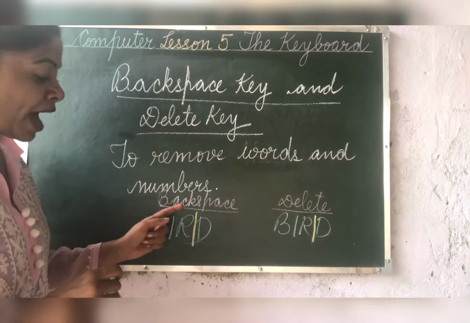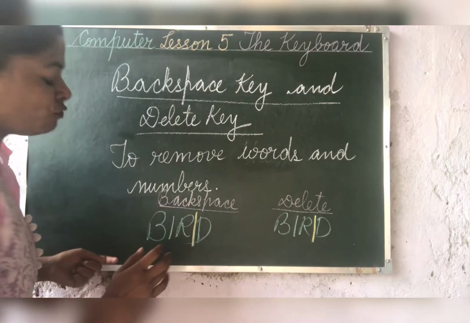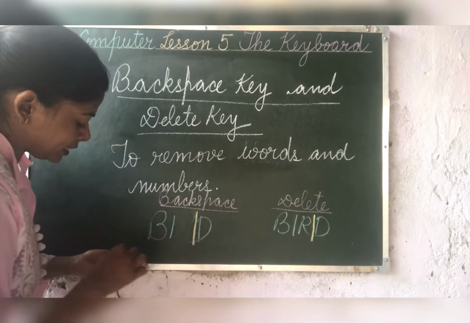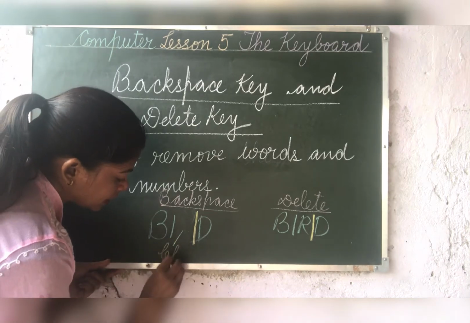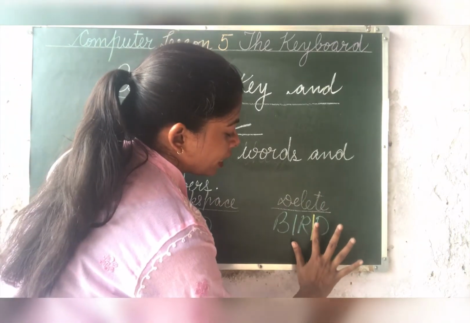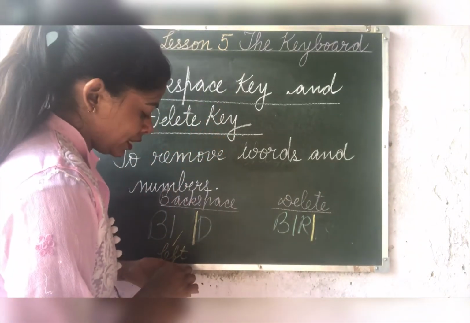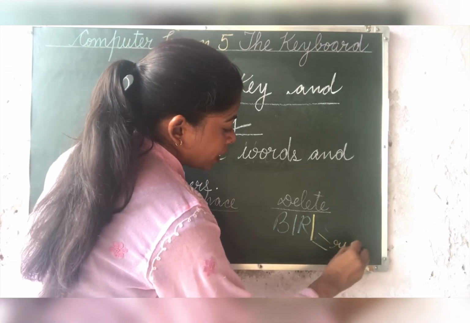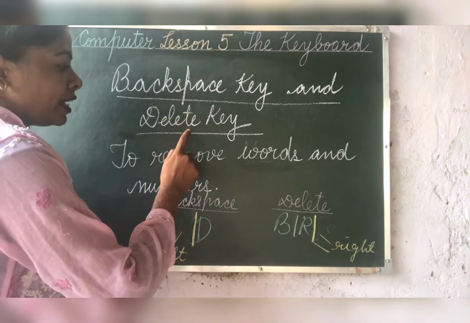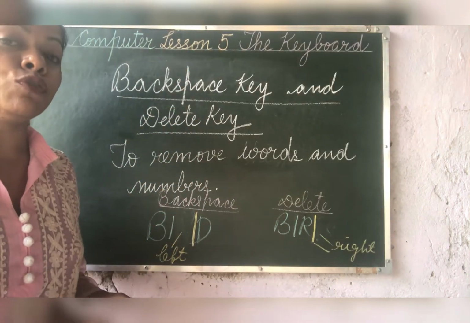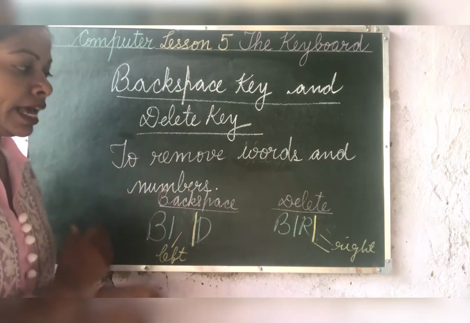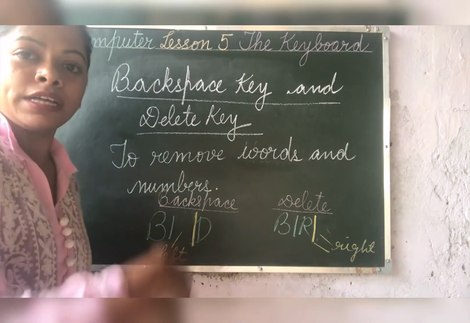When you press backspace key in this bird, it will remove the letter that is on the left side. But if you press delete key, it will remove the letter that is on the right side. So this is the difference, children. Backspace key and delete key, both the keys are used to remove words or numbers, but backspace key deletes from the left side and delete key removes the letters from the right side.